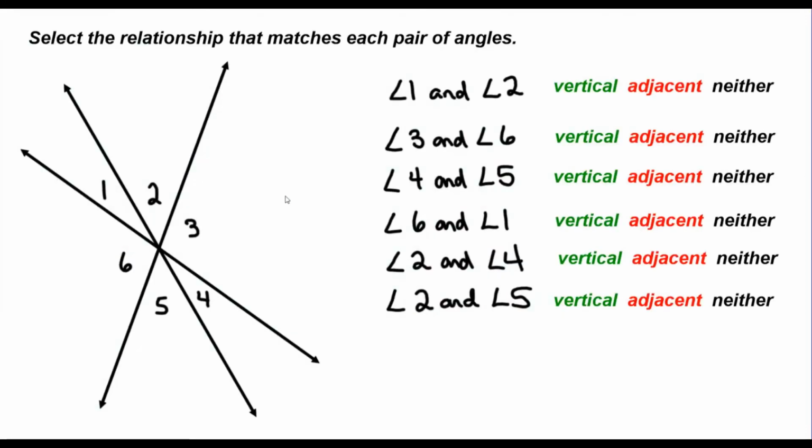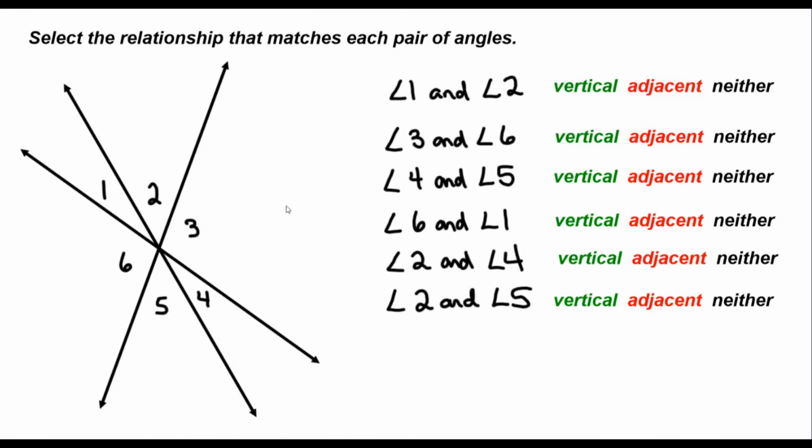So here I have another diagram similar to the last one. I've got 6 different angles here, and we're going to look at angle relationships and identify them as either vertical, adjacent, or neither. So if you'd like to pause the video now and see if you can tell whether these angle pairs are vertical, adjacent, or neither, you can go ahead and do that, but I'm going to tell you what they are right now.